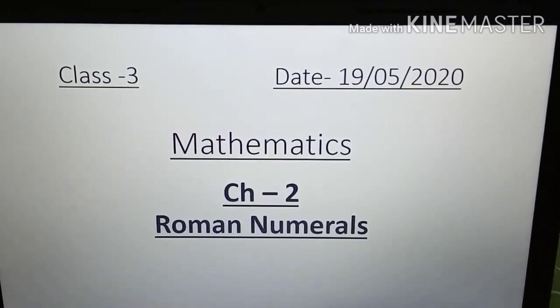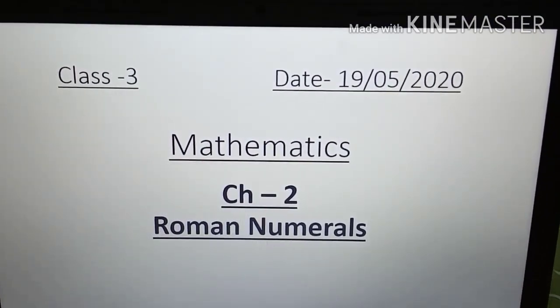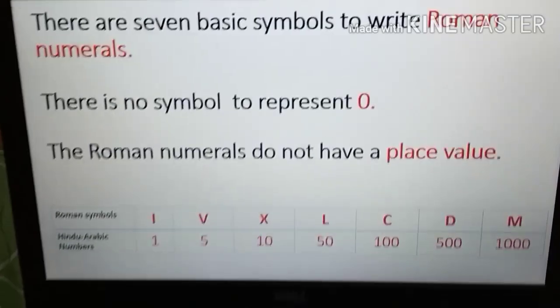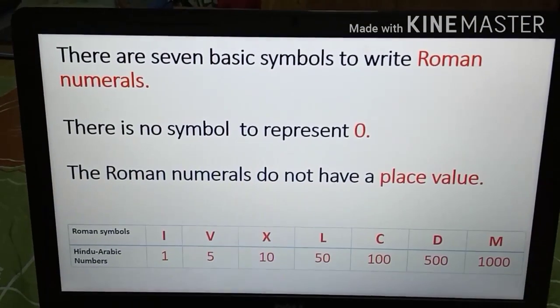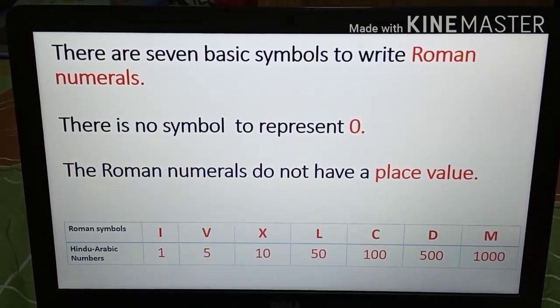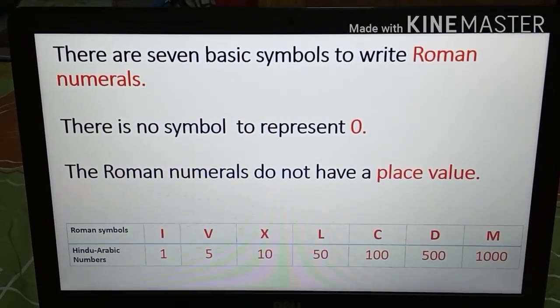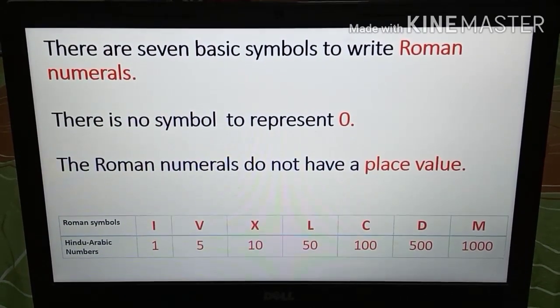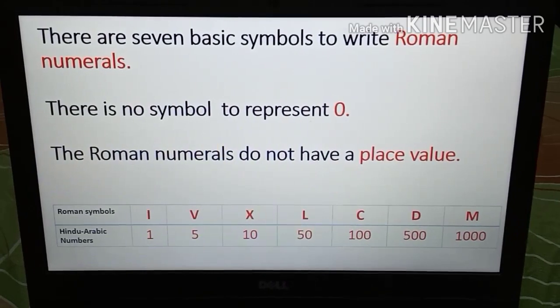Okay? Now children, we move to our chapter 2, that is Roman numerals. In our last class I started this. Let's continue, children. As I taught you, there are 7 basic symbols to write Roman numerals. There is no symbol to represent 0. The Roman numerals do not have a place value.